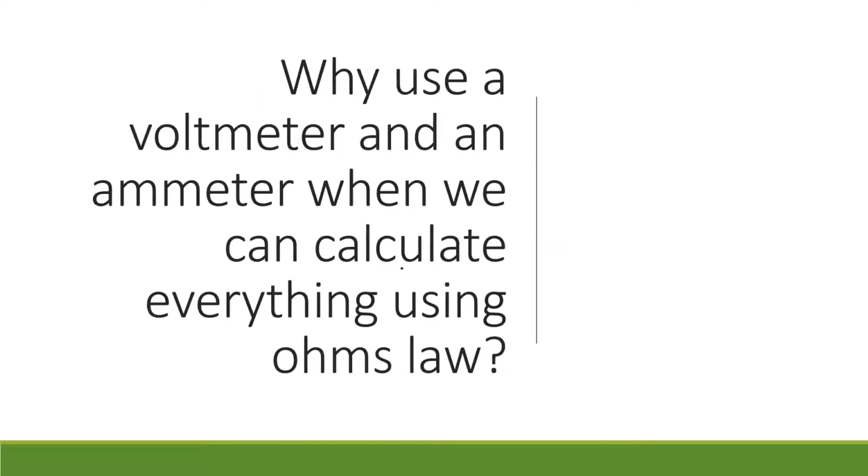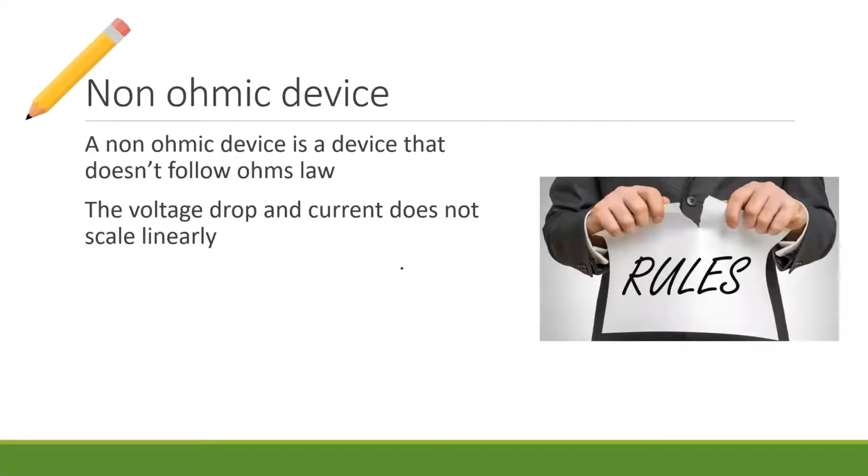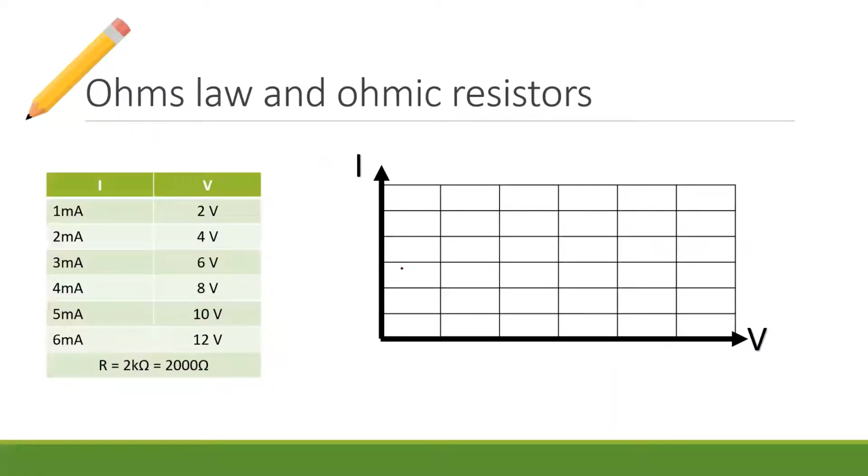Then I talked about why we use an ammeter if we can predict things. I said the main reason is because non-ohmic devices don't follow the rules. With ohmic devices, if you increase the voltage, the current goes up. Wow, look how straight that line is.